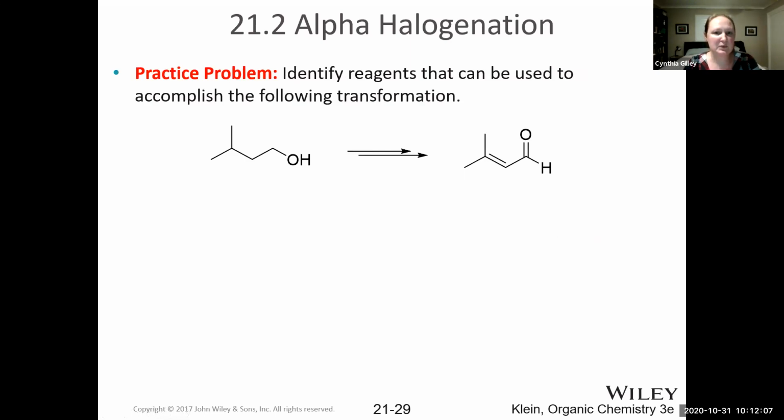Let's do a practice problem. This is a synthesis problem, so it's going to involve multiple steps. So go ahead and try to identify the reagents that can be used to accomplish the following transformation. Don't forget that we just talked about alpha halogenation, so see if you can incorporate that into your synthesis. Again, go ahead and pause the video, and when you're ready, resume and we will go over the answer.